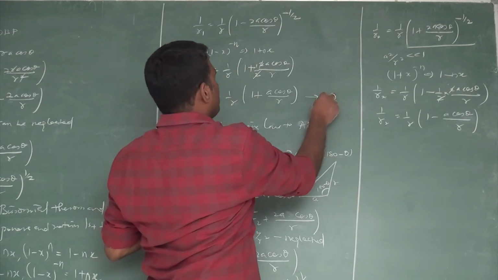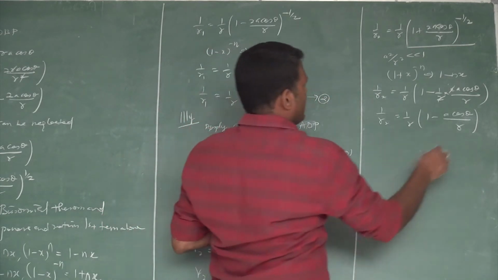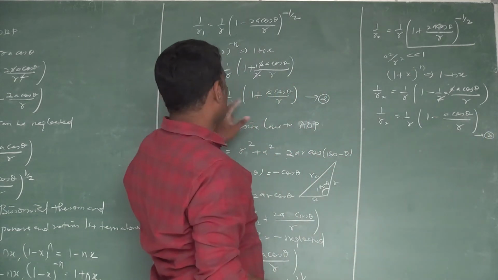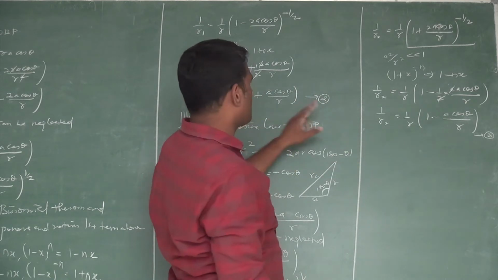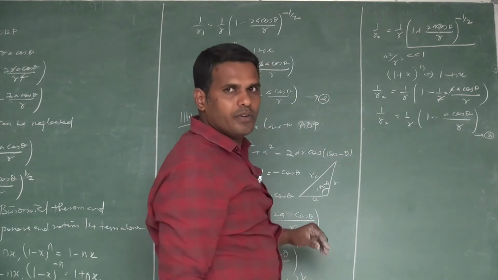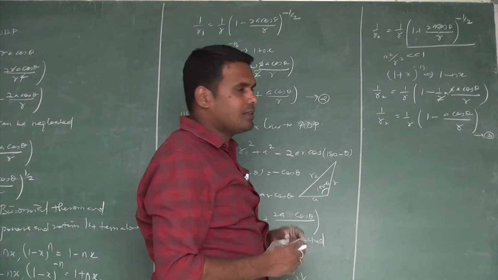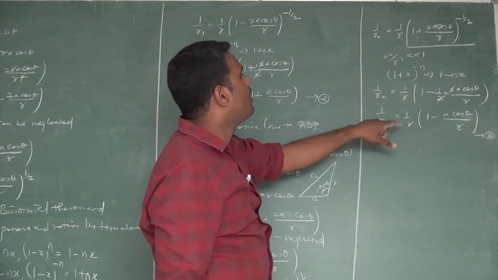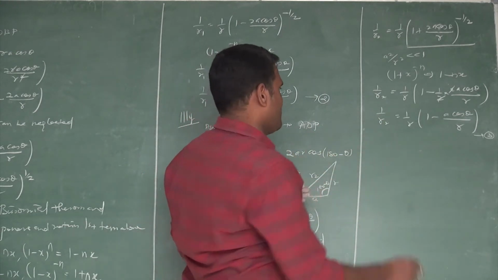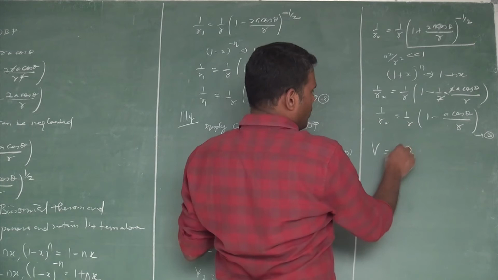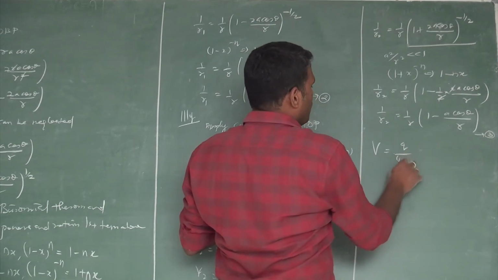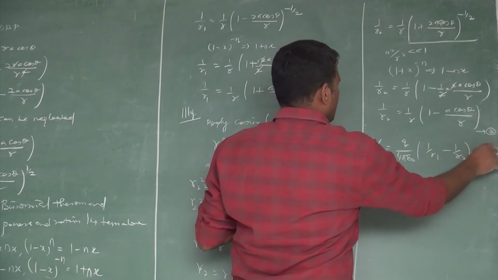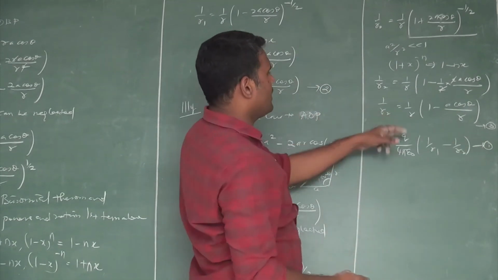Let us say this is equation number 2 and this one is equation number 3. On substituting the values of 2 and 3 in expression 1, you will get the potential at the point due to the dipole. We obtained the values of 1 by r1 and 1 by r2. Now we are going to substitute them in expression 1. Expression 1 is v equals q by 4 pi epsilon naught into 1 by r1 minus 1 by r2. This is expression 1. Substitute 2 and 3 in expression 1.